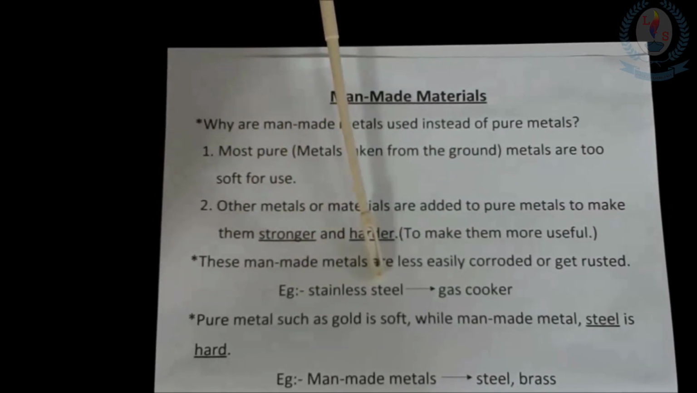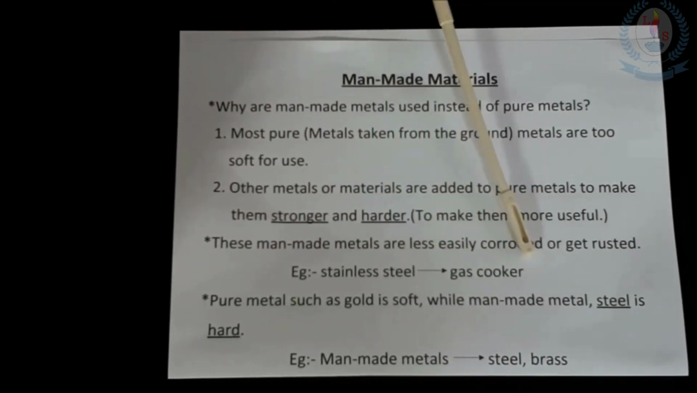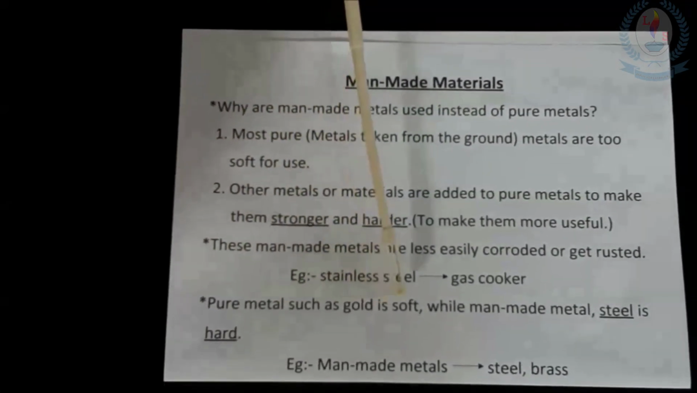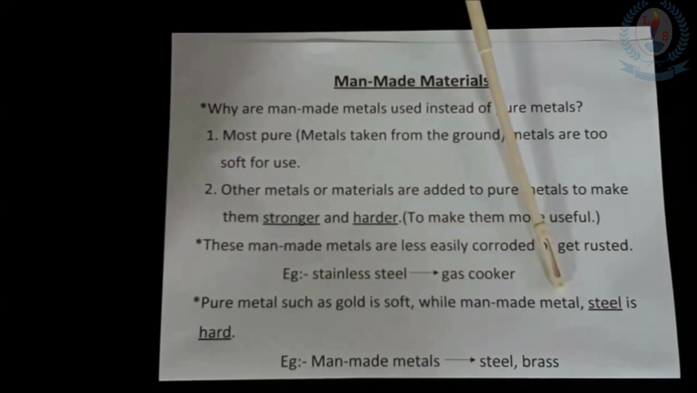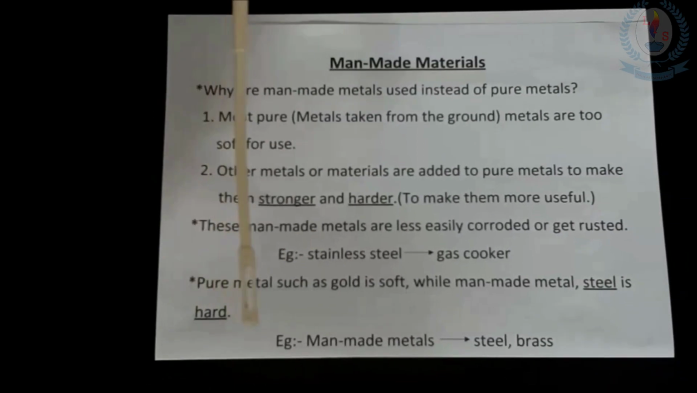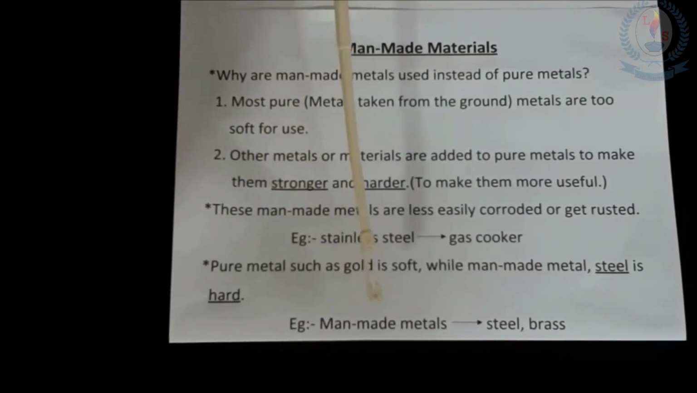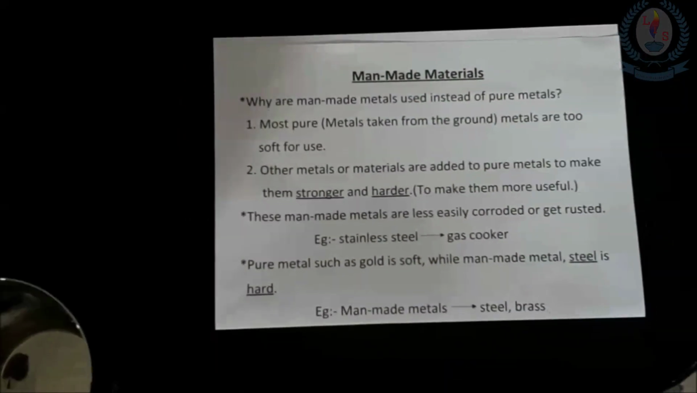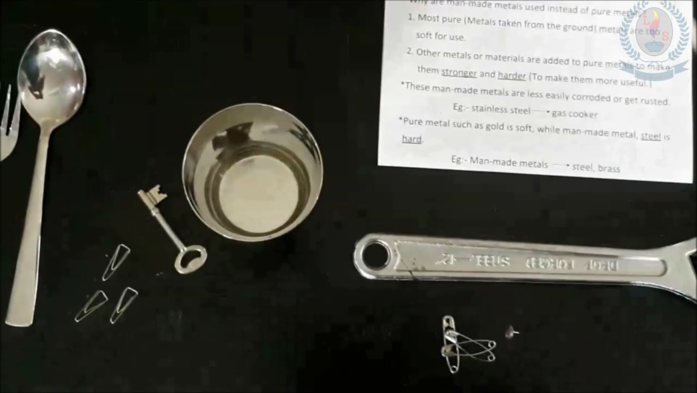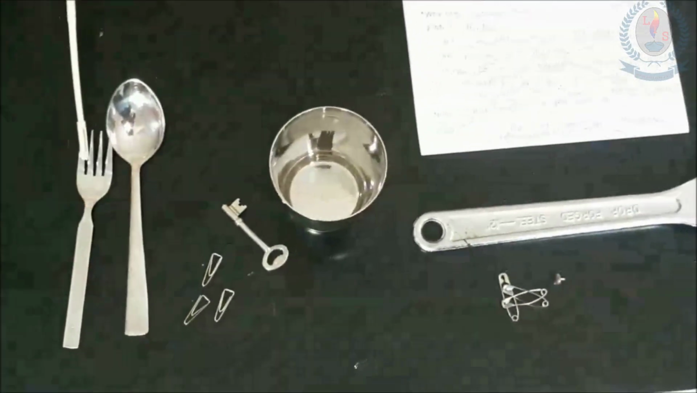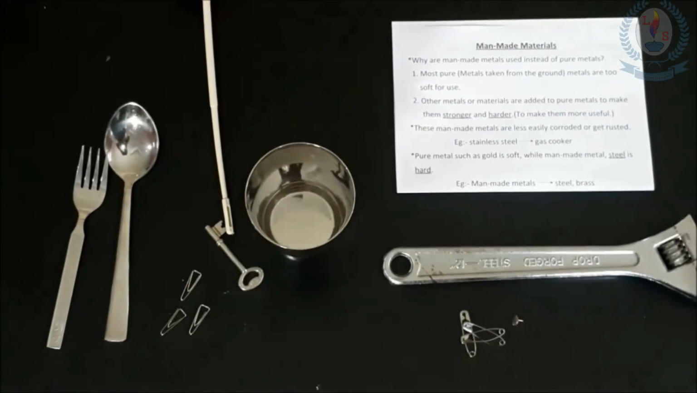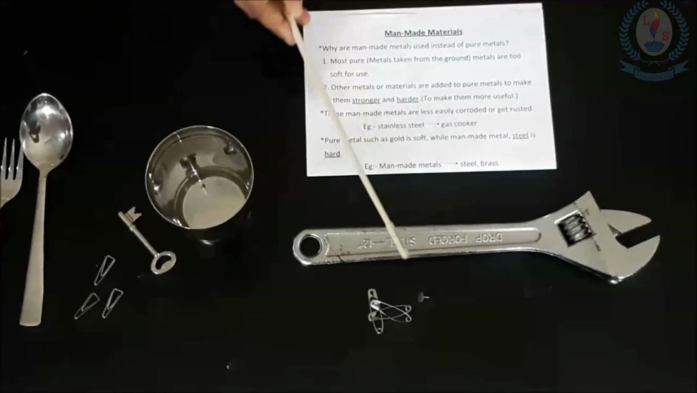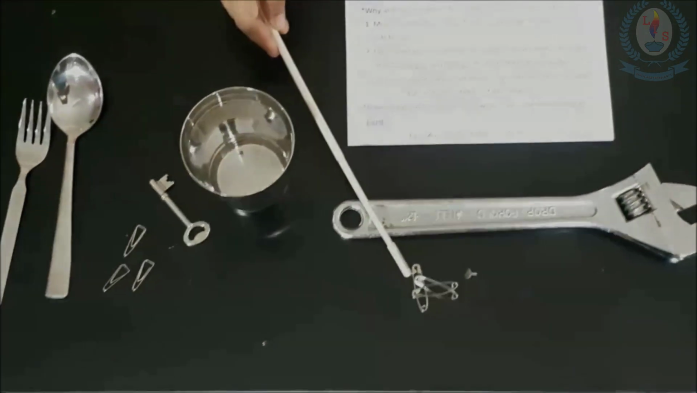Example, a stainless steel gas cooker is made out of stainless steel. Pure metals such as gold are soft, while the man-made metal steel is hard. Let's see an example of man-made metals. Steel, brass. These are some examples. Objects: fork, spoon, key, paper clips, cup, spanner, drawing pin, safety pins.